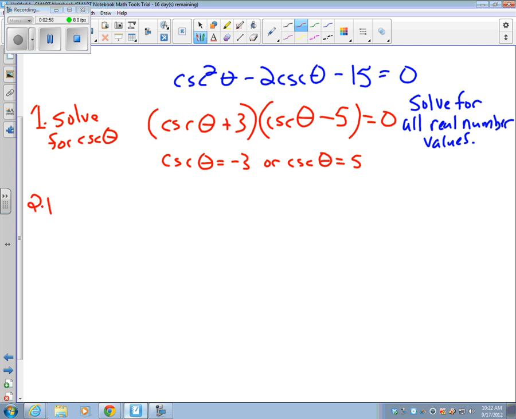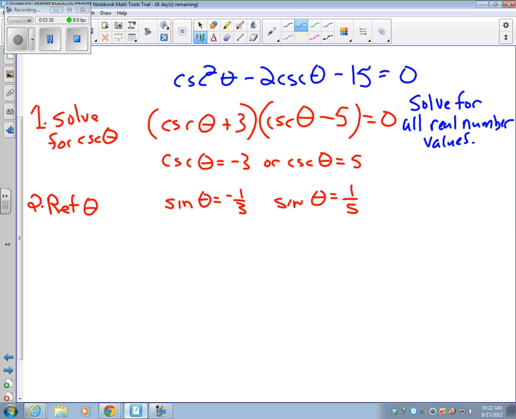Step 2 is to find the reference angle. But we can't do that with cosecant because we don't have that on our calculator, right? So what are we going to do? The opposite of cosecant. We're going to use the one that goes with the other letter. Remember I said the C goes with the S, so it's sine. So sine theta will have to equal negative 1/3, or sine theta will have to equal 1/5.